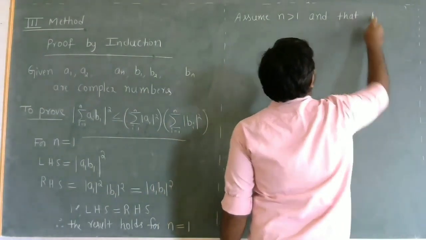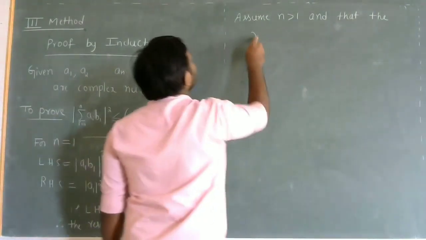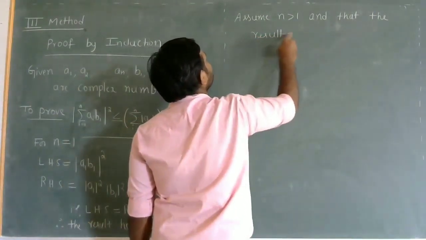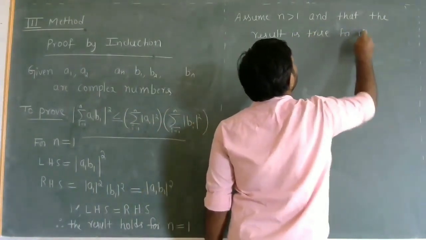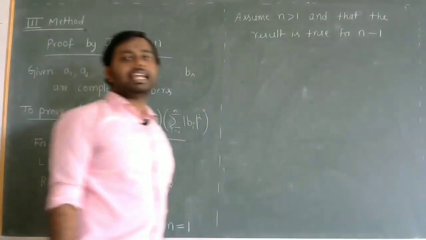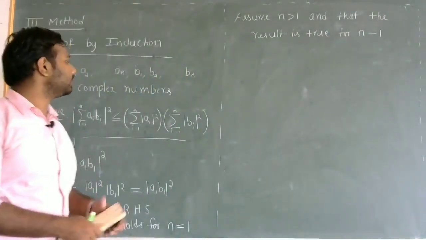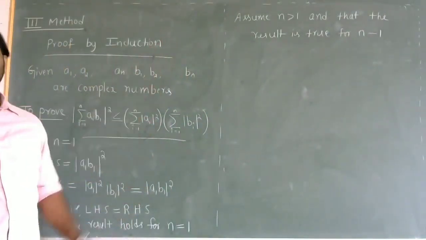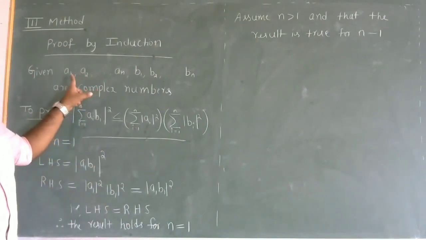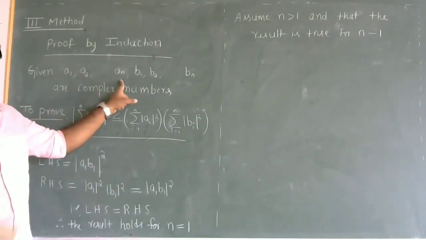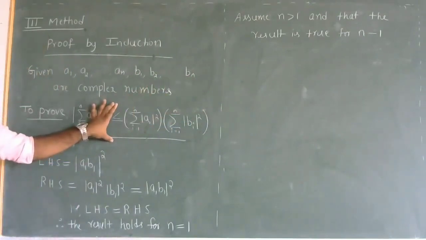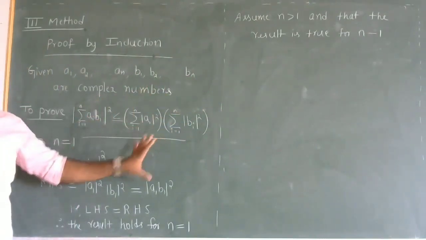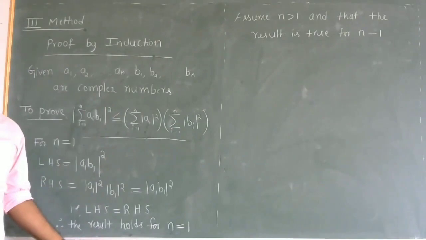that the result is true for the natural number n minus 1. So the result is true for n minus 1 means you have to start with the numbers a1, a2, ..., a(n-1), b1, b2, ..., b(n-1). Then this inequality will be true. That means the inequality will be true for n minus 1 complex numbers.